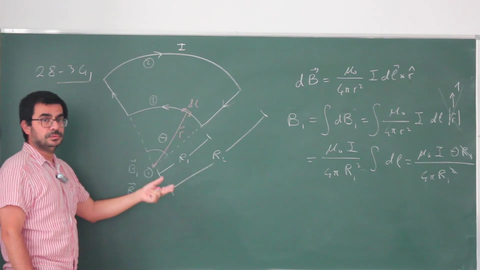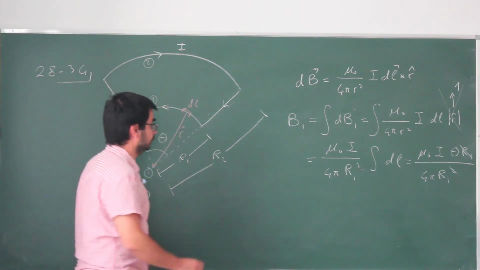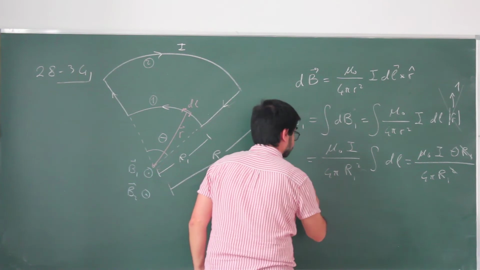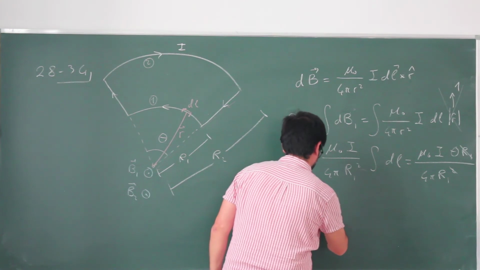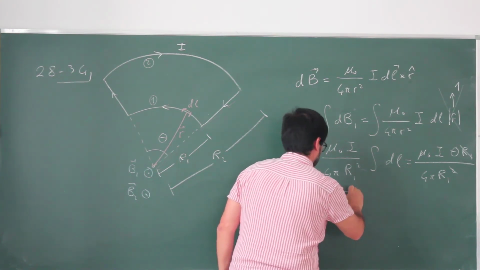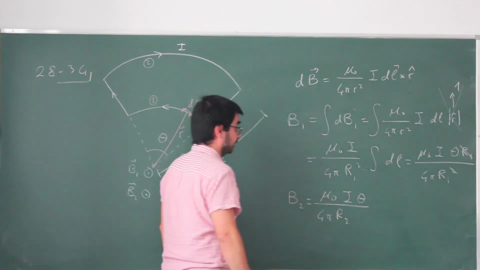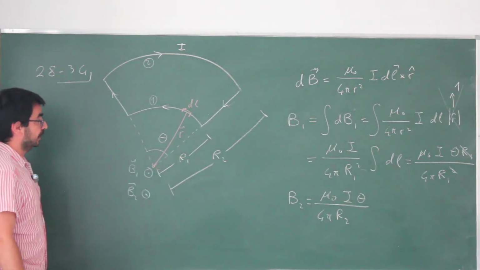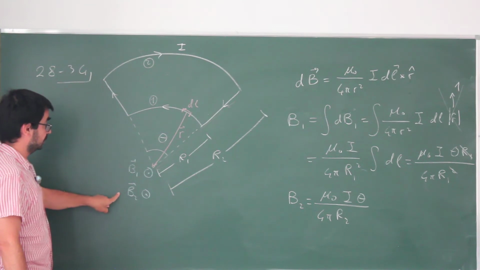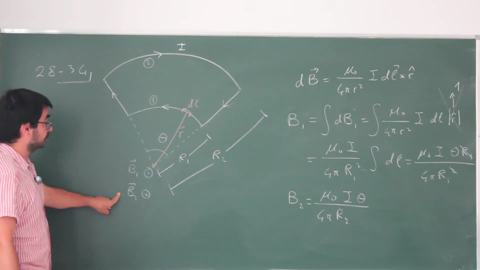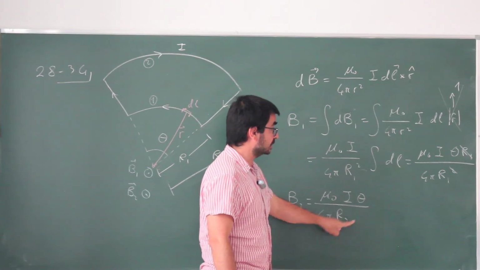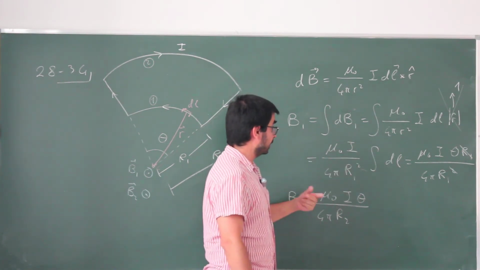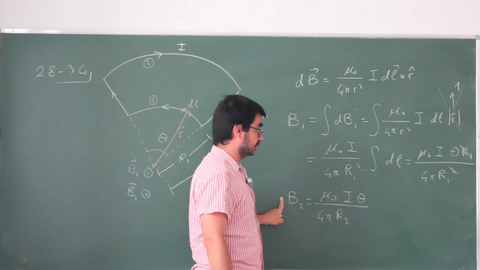Well, everything we do for B1 also goes for the second segment, B2. So B2 is going to look pretty much the same, except I'm going to replace 1 with 2: mu naught I theta over 4 pi r2. And I need to take their difference to find the net magnetic field, because they are going to be in opposite directions. Now, R1 is a smaller number than R2, so its reciprocal is going to be larger. So the magnitude is going to be B1 minus B2. That's going to be a positive number.